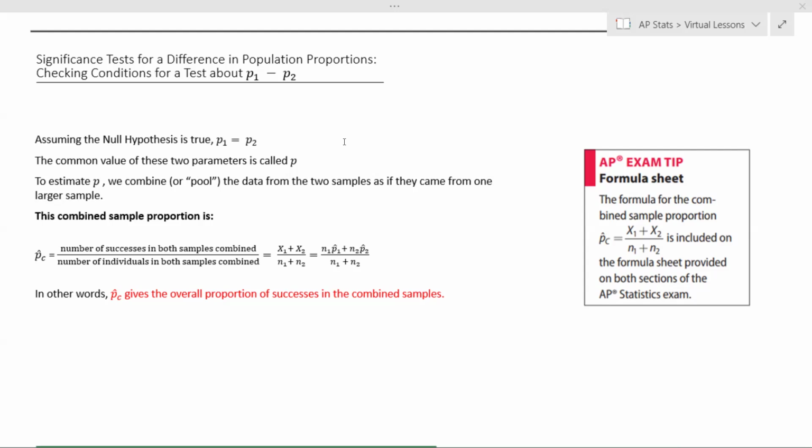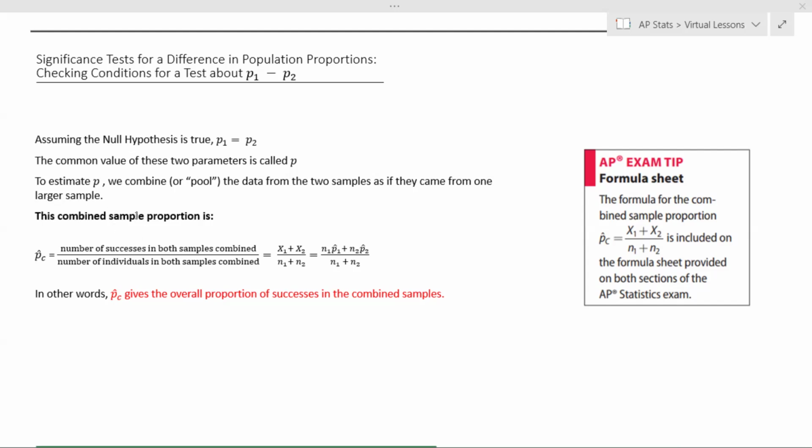This is a little bit different because since we are assuming that the population proportions are equal, we have to calculate what's called the common value of those two parameters, and we call it p. To estimate p, we combine, otherwise known as pool, the data from the two samples as if they came from one larger sample.